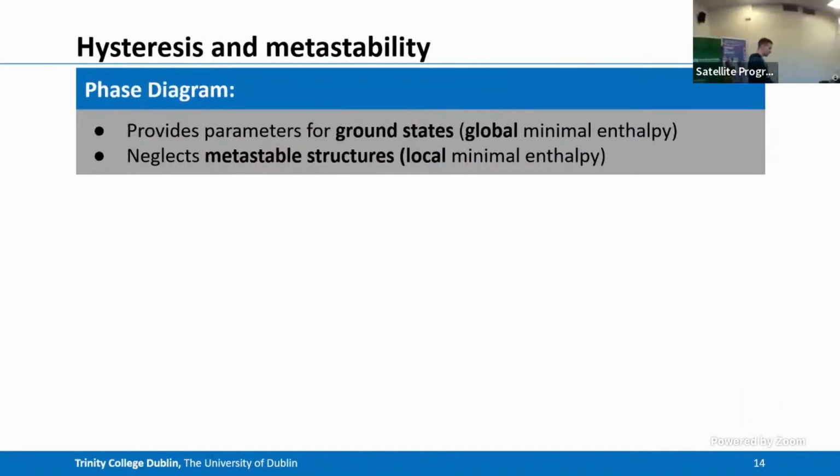But the problem is this phase diagram only provides you the ground state structures. It doesn't give you the full picture of what your structures can do and what structures you actually get. And it completely neglects metastable structures, because all these local minima that you can run into, you completely neglect them. You only look at the global minimum. That's the only thing that interests you in the phase diagram.